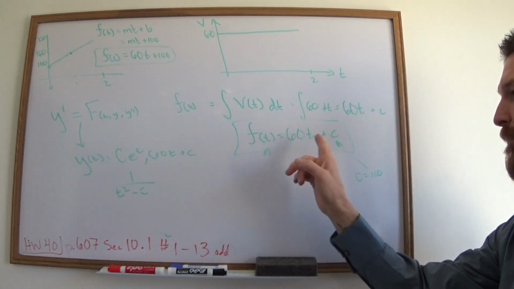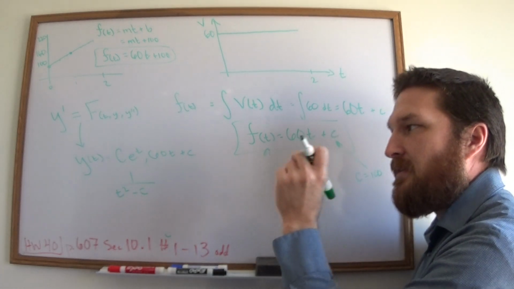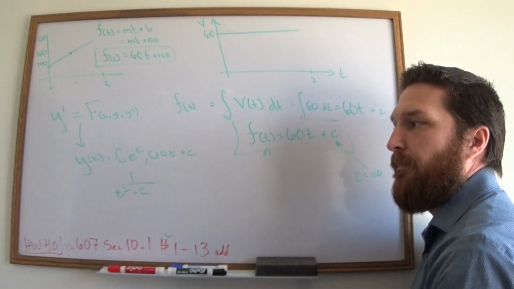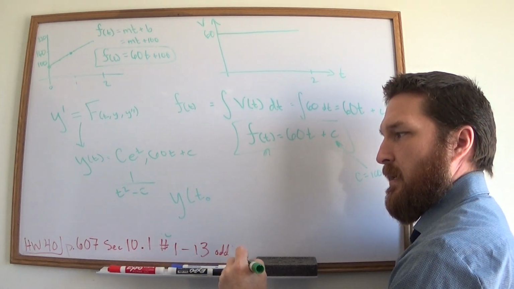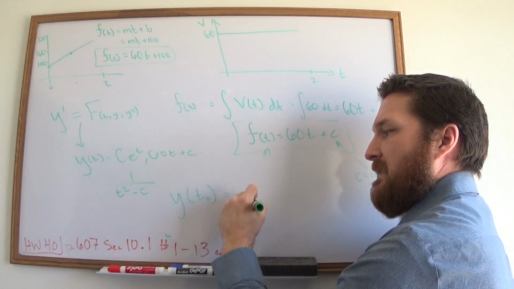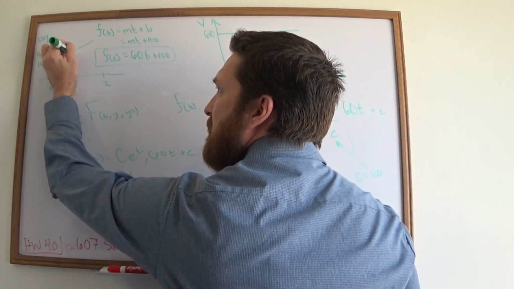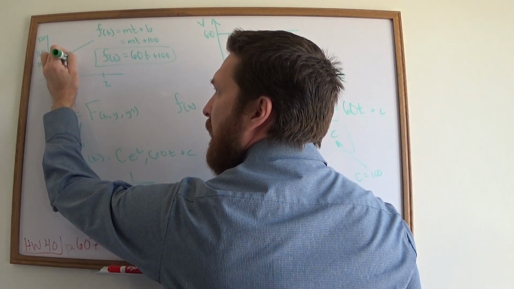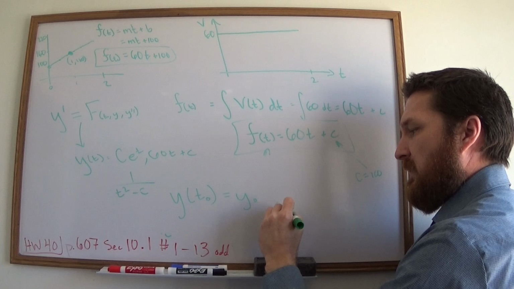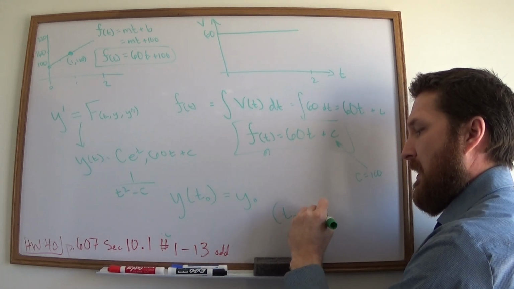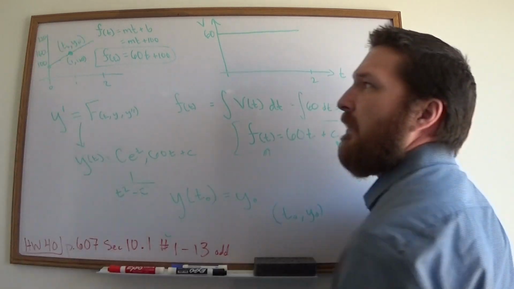But in order to find the particular one of your family, what you need is, in this case, one input and one output. So what you do is you say, well, at some specific time, I have some specific output. Another way of thinking about that is you have a point somewhere up here. Here it's at 1, 160, but in general it's going to be at t0, y0. So this is your t0, y0 right there.